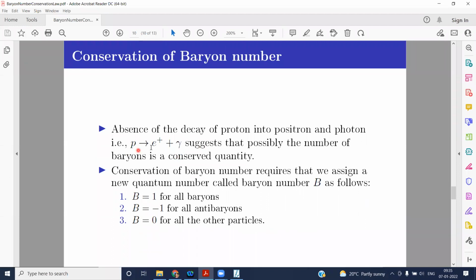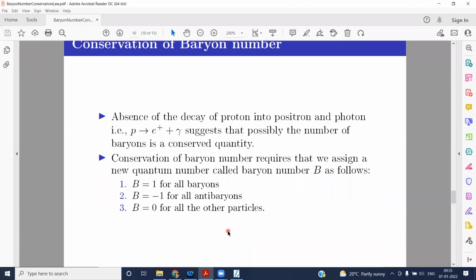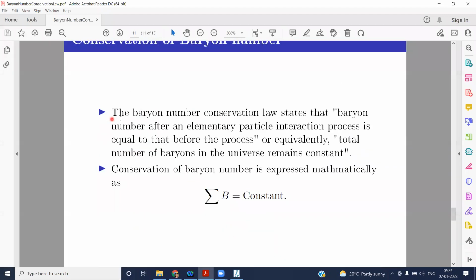That explains why the proton doesn't decay into a positron and photon, with the help of a new conservation law called conservation of baryon number. So from now onwards, we have to deal with a new quantum number, because certain processes do not happen in nature since baryon number is not conserved. So we have the baryon number conservation law. It states that the baryon number after an elementary particle interaction process is equal to that before the process.